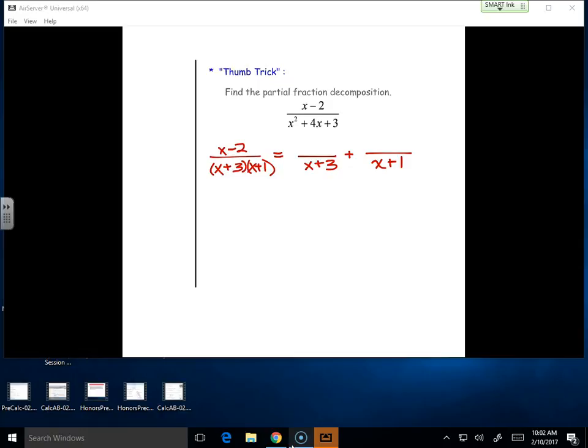Wait, how do we put the numerators? Do we know what those numbers are? No, that's the whole point. We gotta find it. So what do we put there instead in the meantime? A and B sounds great.